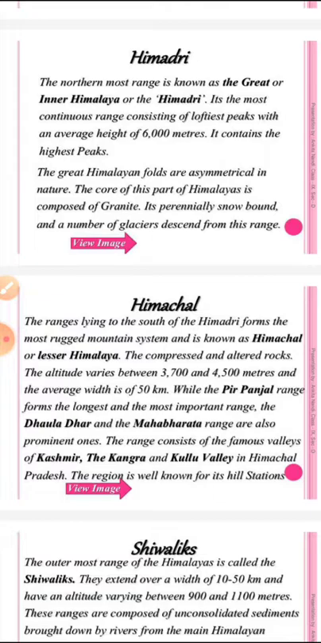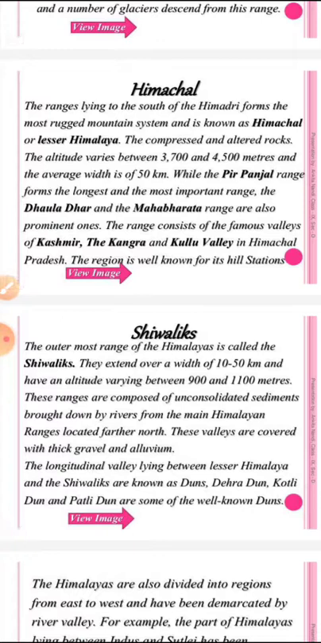After that, we will discuss the Shivalik range. This is the southernmost range of the Himalaya. It has a height between 900 to 1100 meter, and its width varies from 10 to 50 kilometer. This range is made up of unconsolidated sediment, meaning soft sediments brought down by rivers from the main Himalayan ranges. It is prone to landslides because it is made up of soft sediment, so landslide is very common here. In between the Himachal and Shivalik ranges, we get narrow longitudinal valleys, known as dunes. You can take the example of Dehradun, Kotli Dun, Patli Dun. These are some of the longitudinal valleys.